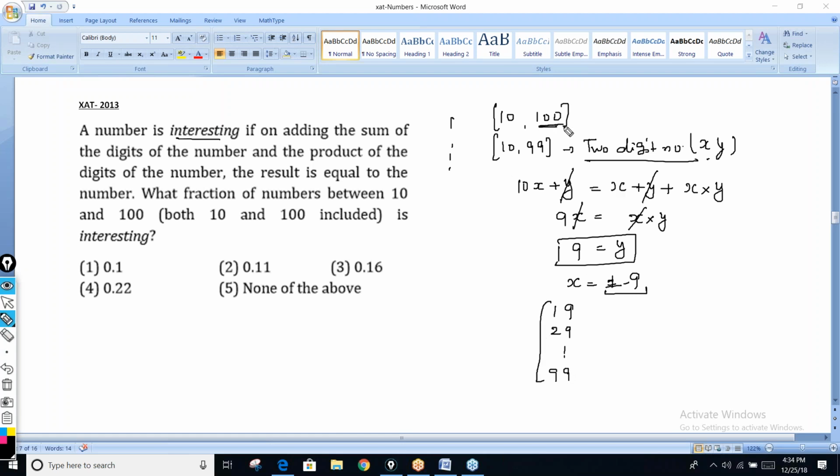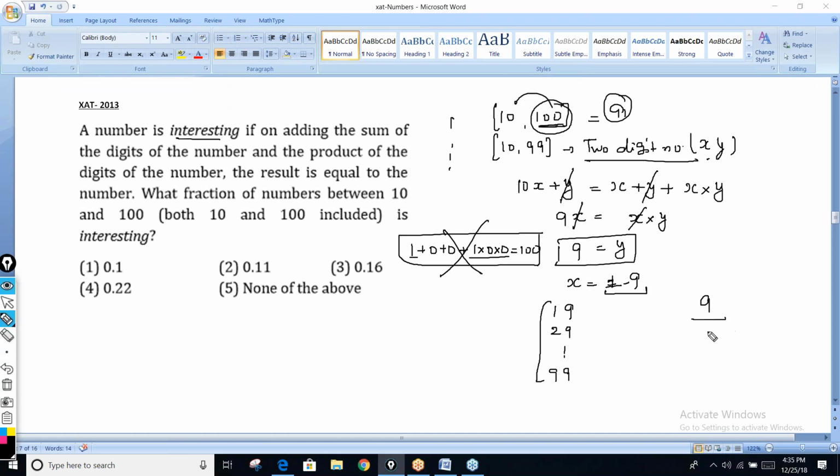But we need to check for 100 also. Is it possible if I add the digits of 100 with the product of the digits, is it equal to the number itself? No, it is not. That is 0, that is 1, that is not equal to the number itself. So how many such numbers? 9 such numbers. And how many total numbers from 10 to 100?